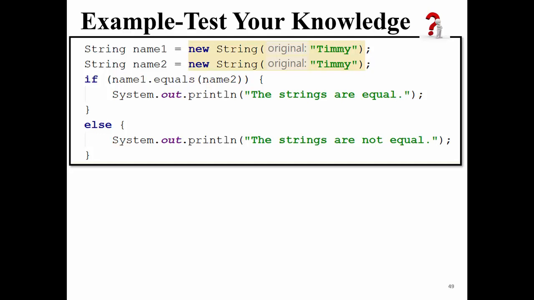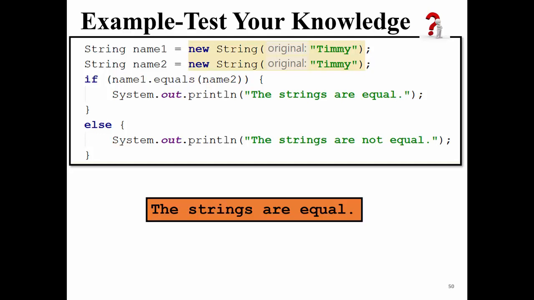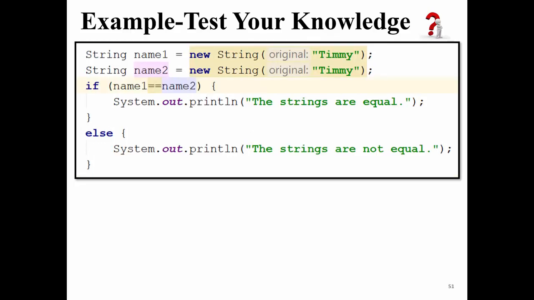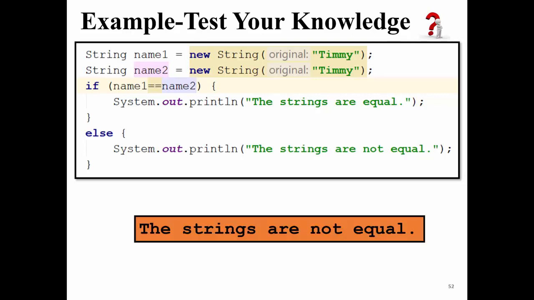What do you think the output of this example is? Are the strings equal or not equal? They are equal, because we are checking the state. What about this one? They are not equal because we are checking the address, whether they are referring or aliasing to the same object. So you have to distinguish: when you have an object data type, always use the dot equals method. If you have a primitive data type, you can use ==.